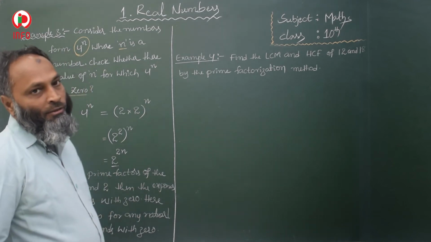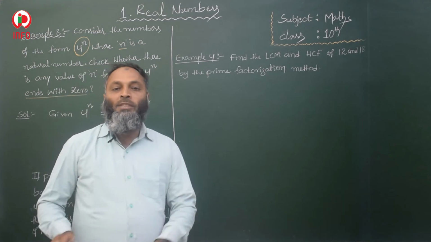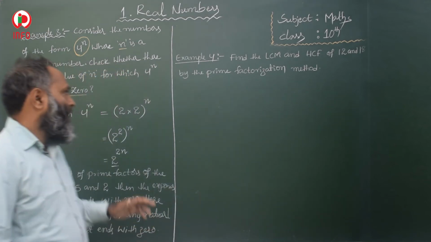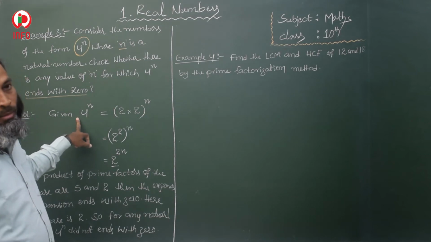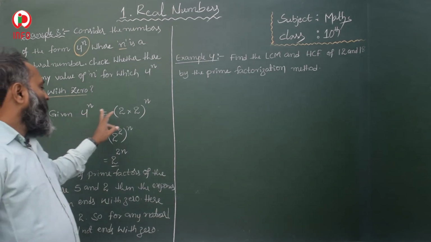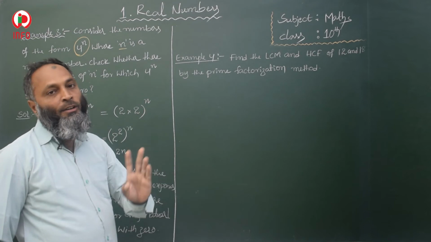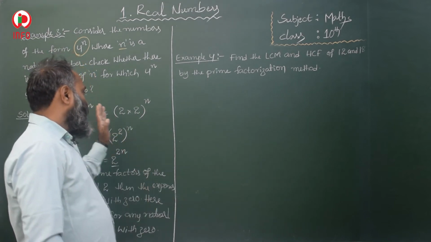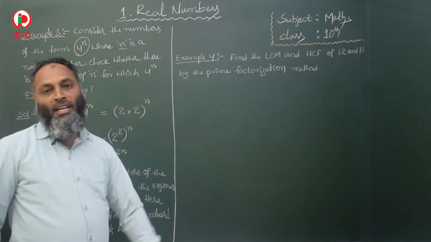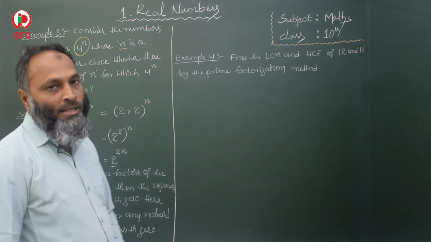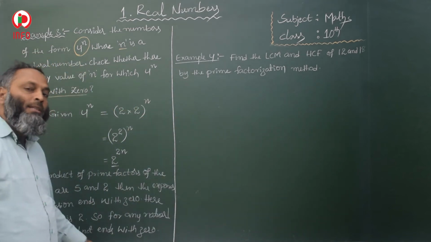So in short, we can say either it ends with 0 or not. We just need to find the prime factors of the base. If the base's prime factors are only 5 and 2, in a product of 5s and 2s, then the expansion ends with 0, otherwise it won't end with 0.